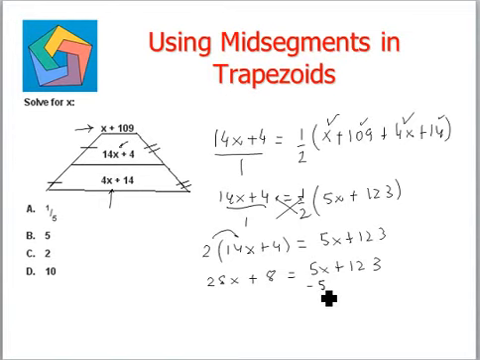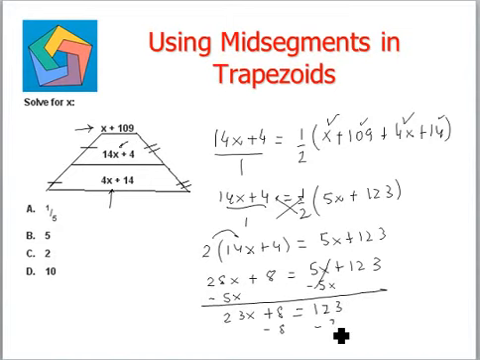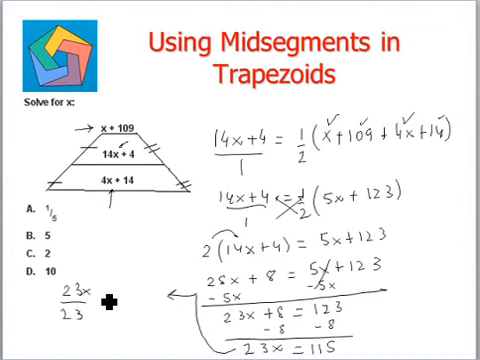First we subtract 5x from both sides. We get 23x plus 8 equals, this is 0, equals 123. We subtract 8 from both sides. We get 23x equals 115. To find out the value of x, we divide by 23 on both sides, and from here we get the value of x equals 5. This is the final answer, can be seen in option B.